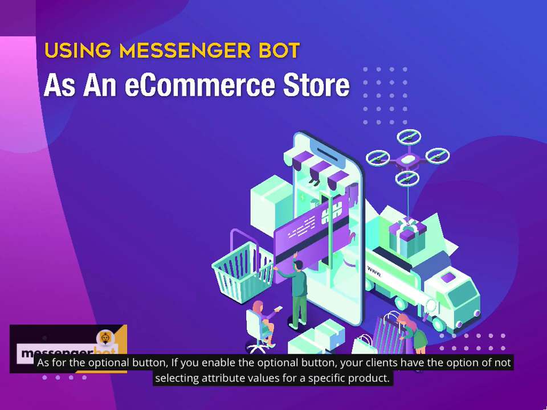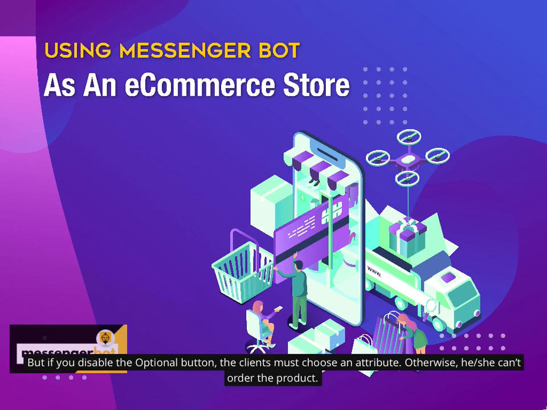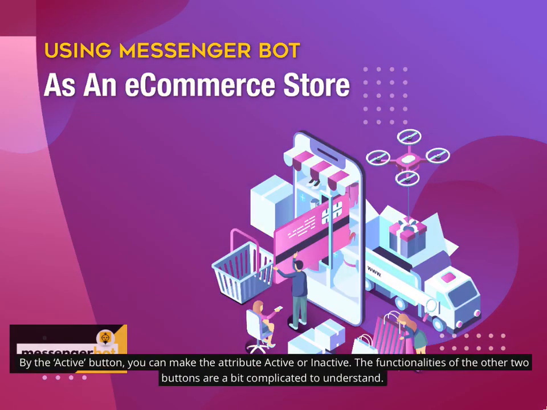As for the Optional button, if you enable the Optional button, your clients have the option of not selecting attribute values for a specific product. If a client doesn't select an attribute value, they will order the product of the default attribute value. But if you disable the Optional button, the clients must choose an attribute. Otherwise, he or she can't order the product. By the Active button, you can make the attribute active or inactive.